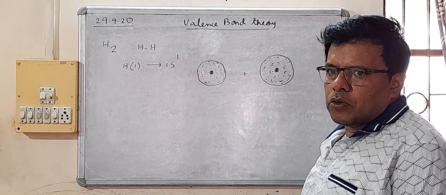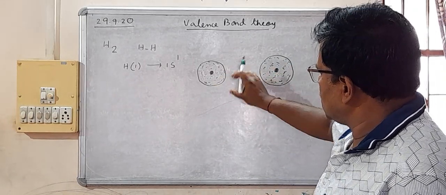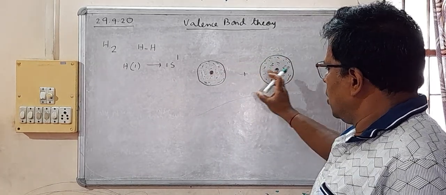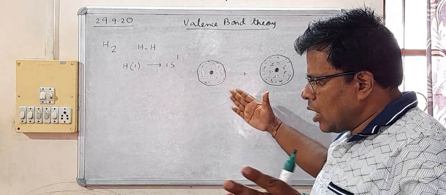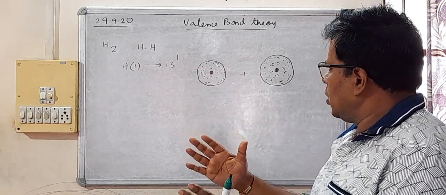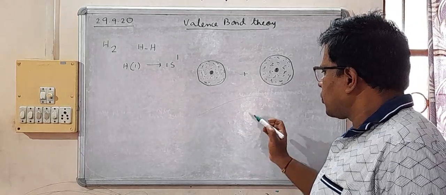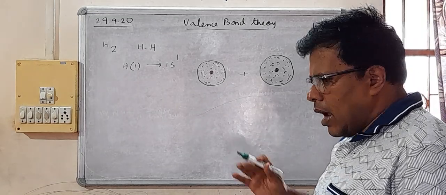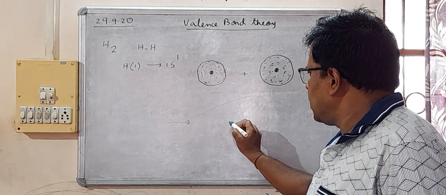Now, according to valence bond theory, what happens is these two atoms of hydrogen, you see it is looking slightly bigger than this, but they are same. According to valence bond theory, the two atoms of hydrogen gradually come closer, and at one position, as it is coming closer, it will become like this.